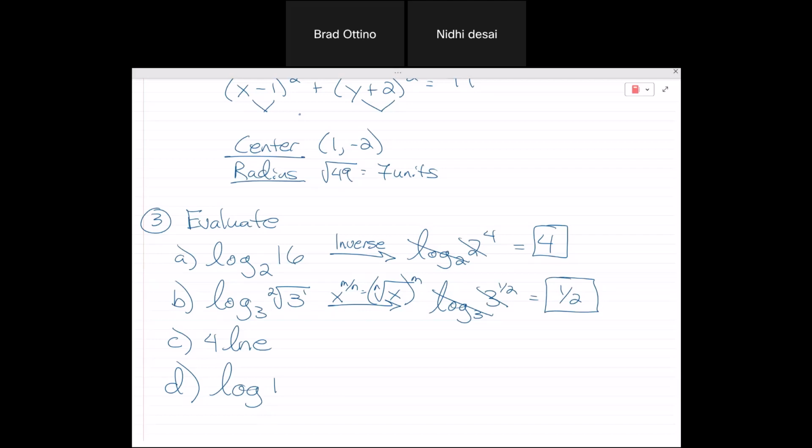Anytime you see natural log and e next to each other, that's just an inverse property. So this is 4. And then we talked about in class, anytime you have the log of 1 or natural log of 1, does anyone remember what that is?